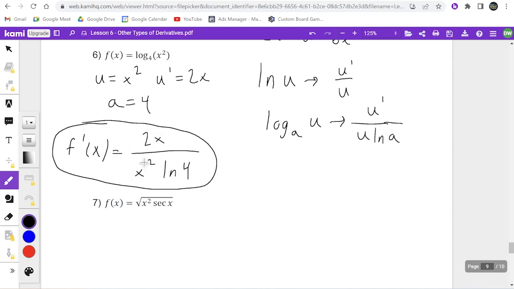Oh, and by the way, you can reduce this because one of the x's cancel. So you could say another answer is 2 over x natural log of 4. And I would accept that as well. Any questions?